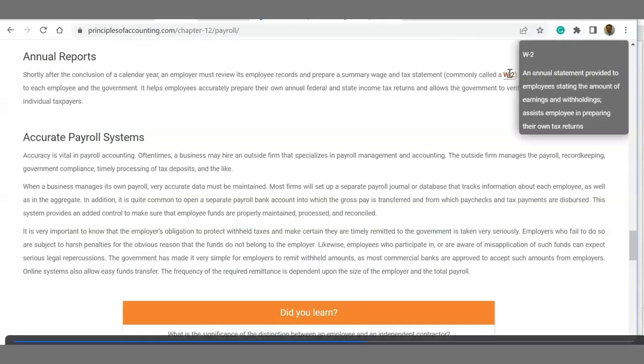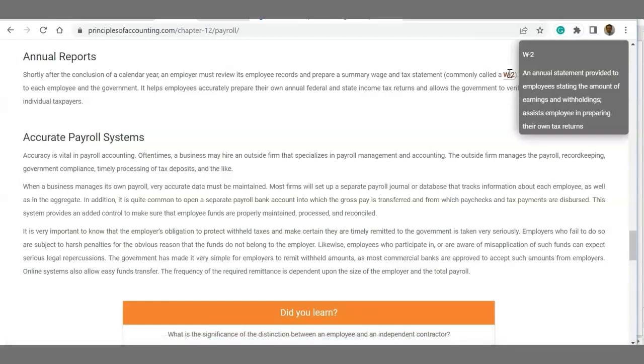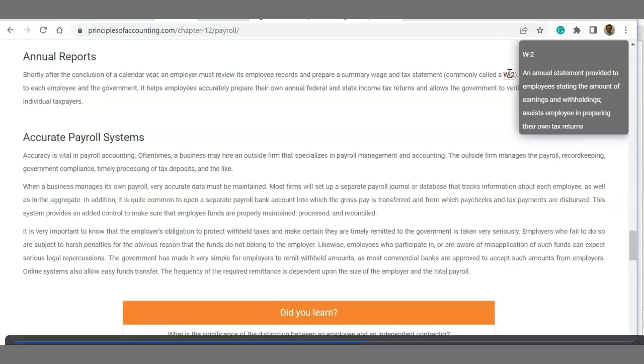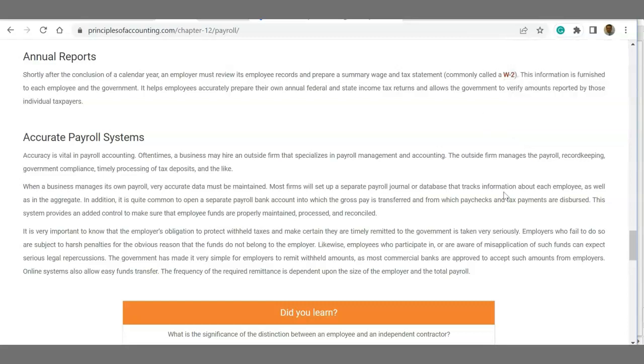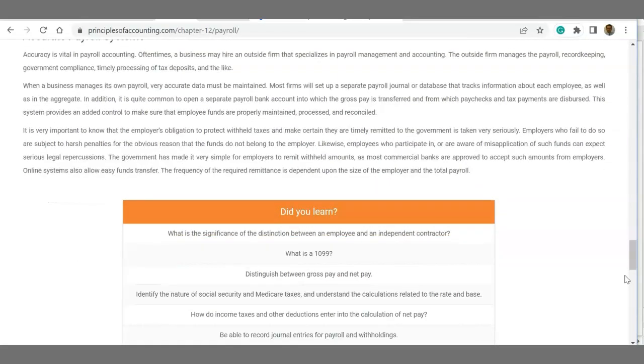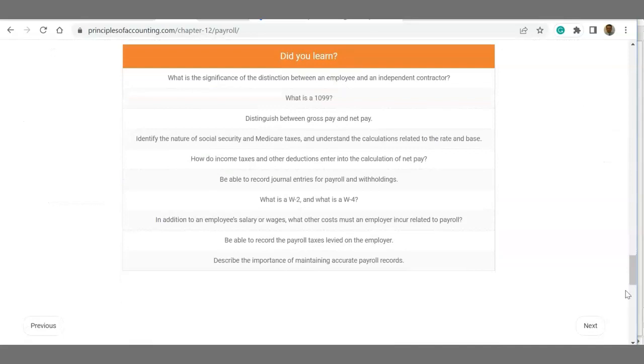And again, at the end of the year, the company will provide a Form W-2. It's an annual statement provided to employees stating the amount of earnings and withholdings. It assists employees in preparing their own taxes at the end of the year. Any question? Let me know.